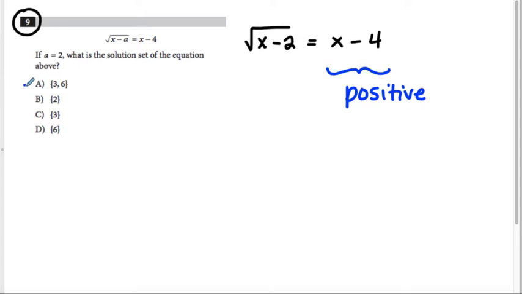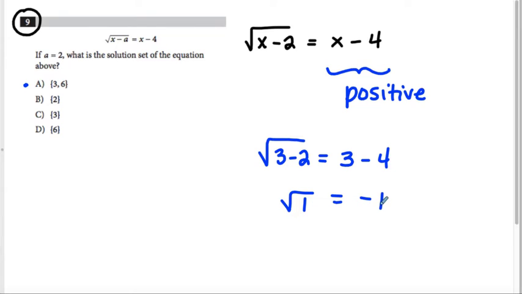So I'll start with A, and if I plug in 3, I get the square root of 3 minus 2 equals 3 minus 4. So first of all, that's going to yield a negative number. The square root of 1 cannot equal negative 1. So I already know that 3 doesn't work, so A doesn't work and C doesn't work. Now, in looking at that, I'm going to jump to 6, because if I plug in 2, I'm also going to get a negative number over here.